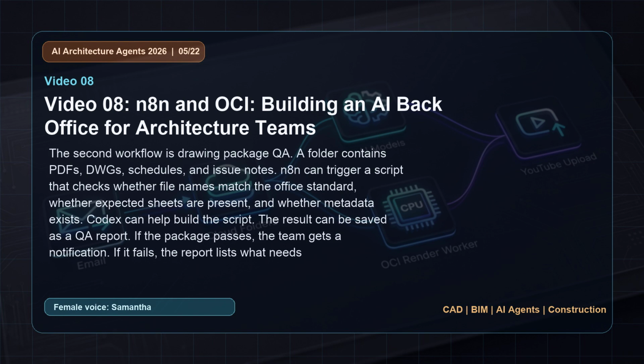The second workflow is drawing package QA. A folder contains PDFs, DWGs, schedules, and issue notes. n8n can trigger a script that checks whether file names match the office standard, whether expected sheets are present, and whether metadata exists. Codex can help build the script.